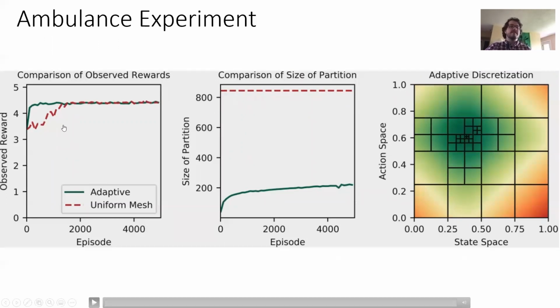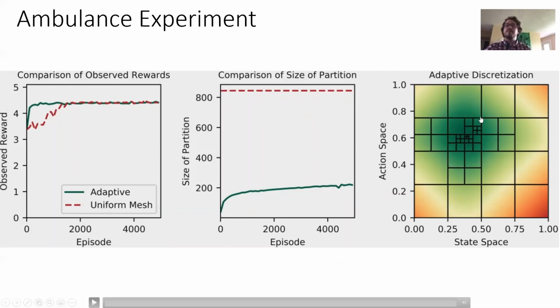And what we see from this plot is that the adaptive algorithm is quickly able to learn the optimal policy and maximize its rewards, whereas the uniform algorithm lags a little bit behind. In the second plot, we have a comparison of the size of the partition, where the uniform algorithm has a fixed partition size, and the adaptive algorithm's partition size is obviously increasing. We see that it increases at a much slower rate and is much smaller than the partition that you would need in order to learn the optimal policy for fixed discretization.